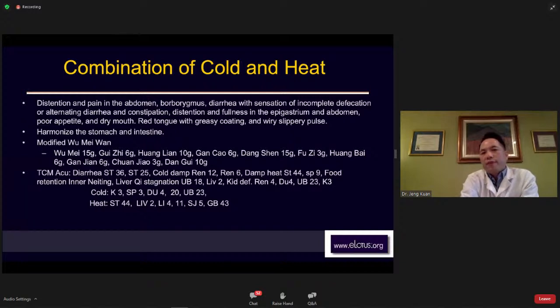So the treatment plan for this pattern will be harmonizing the stomach and intestine. You can consider using this formula, called Umei 1. It has the ingredients listed here. For acupuncture points, similar points that we can use for diarrhea: stomach 36, stomach 25.